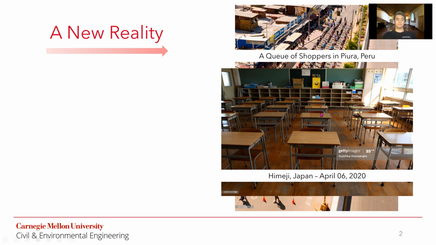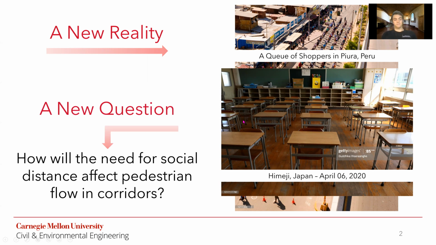However, maintaining social distance might become a problem when the students in this classroom and other classrooms need to get up and leave and go into the hallway during passing period, for example. Our question then is, how will the need for social distance affect pedestrian flow in corridors?